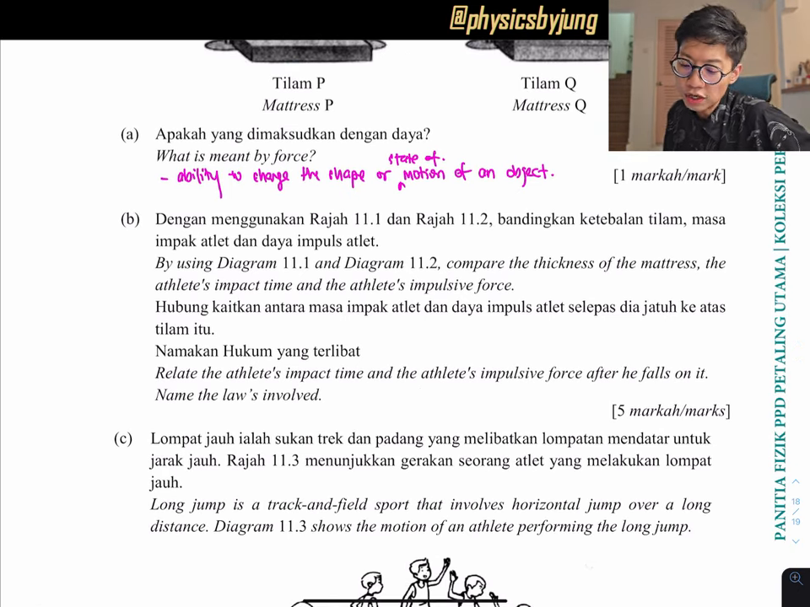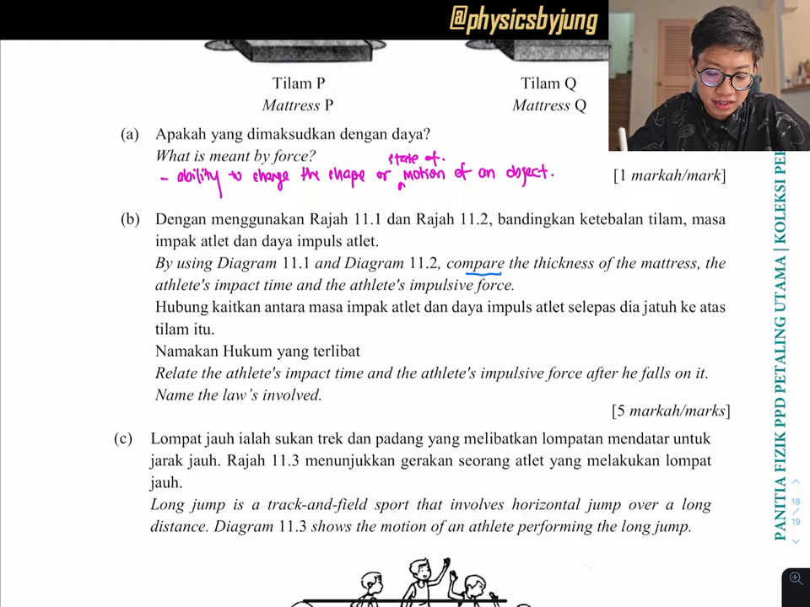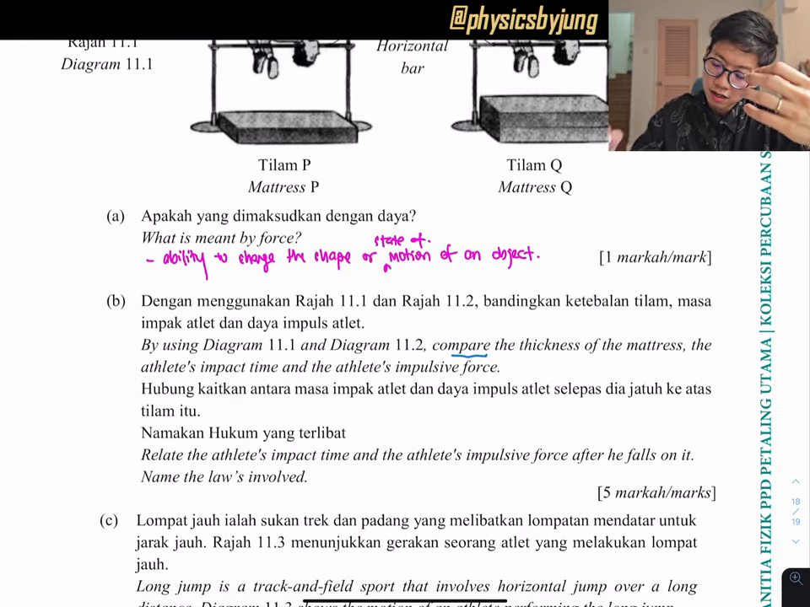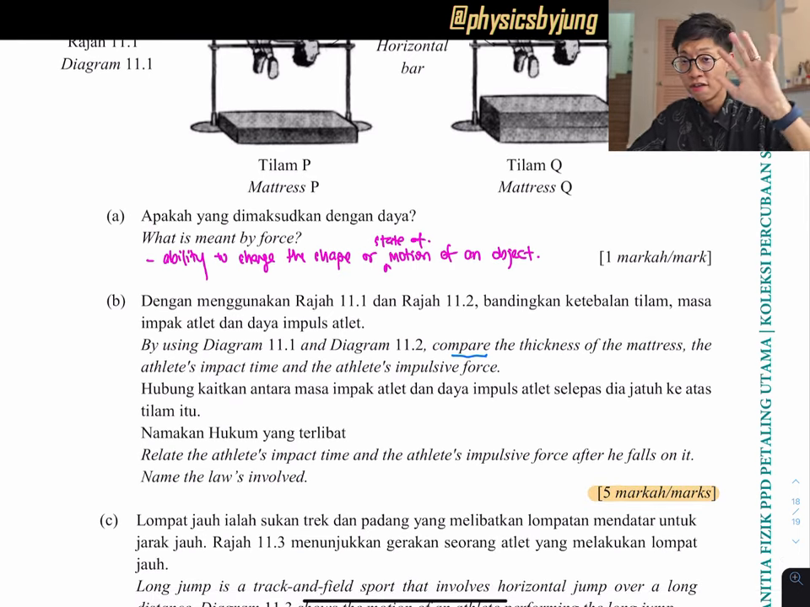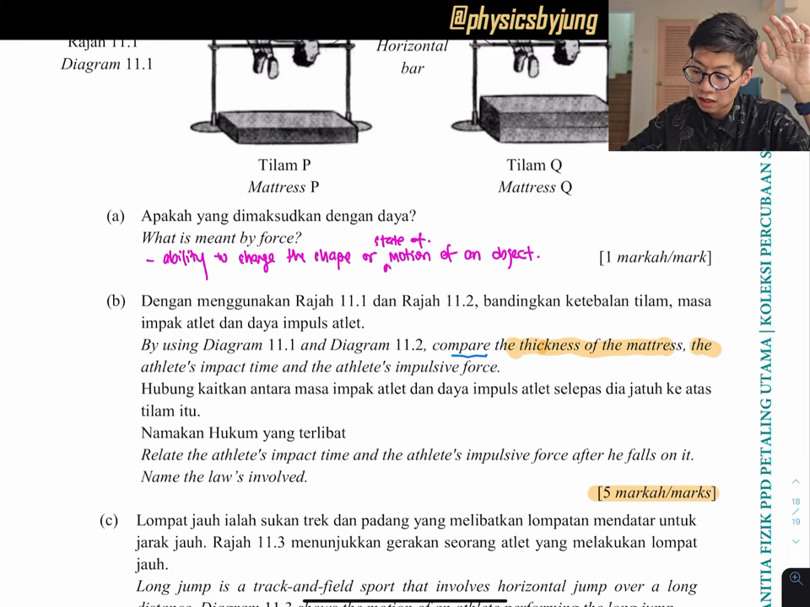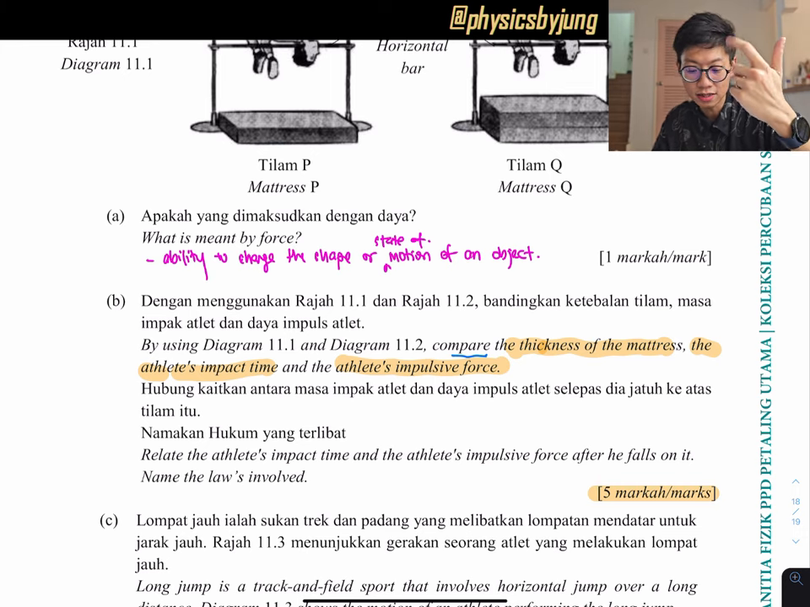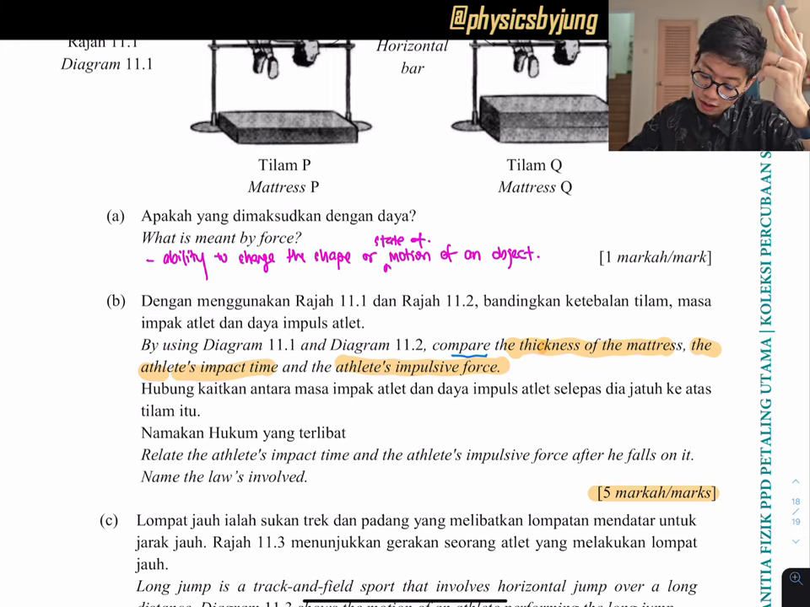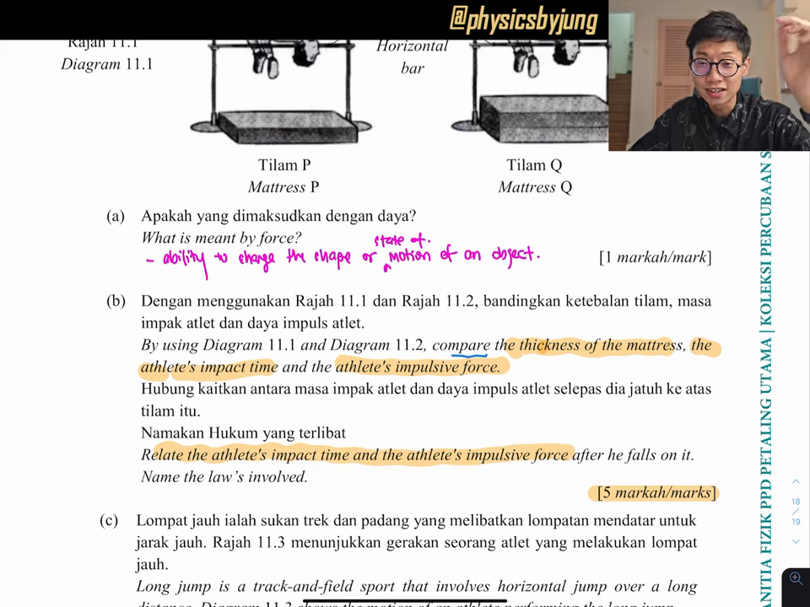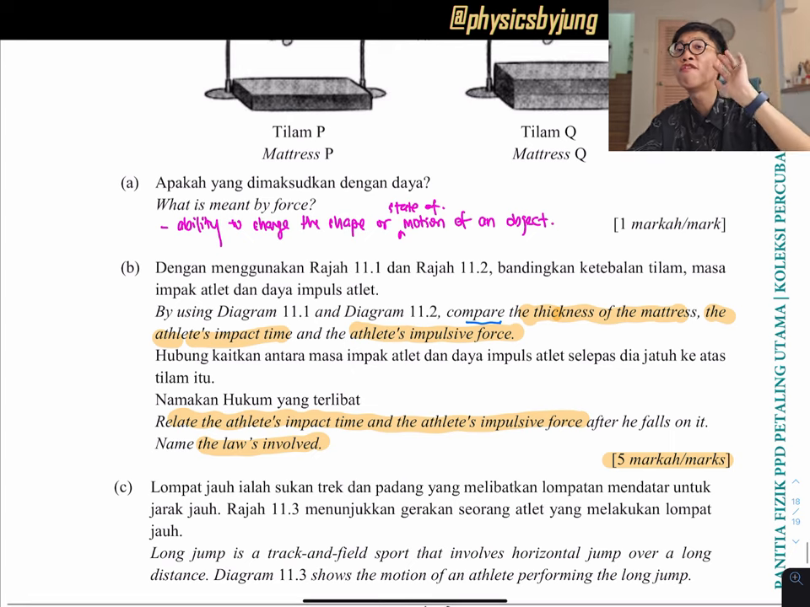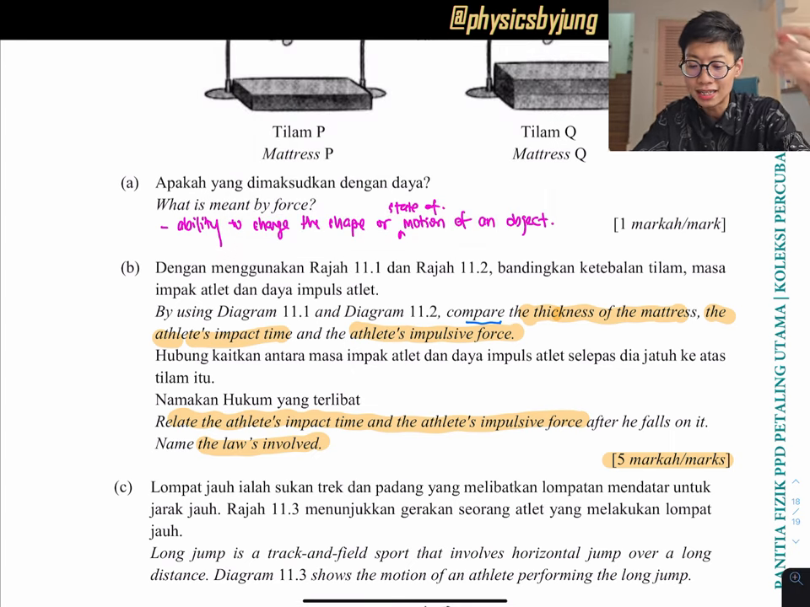Now next, we need to compare the thickness. When we see comparison, we know that this is definitely question 11, which is the compulsory essay question. Look at the question first. This is 5 marks. 5 marks means you've got 5 things to write, so you do this one by one. Compare the thickness, compare the impact time, compare the impulsive force. So 3 things ready. Fourth, relate the impact time and the impulsive force. Then name the law involved. So in this question, there are 5 things you have to write. Make sure you do this step by step.